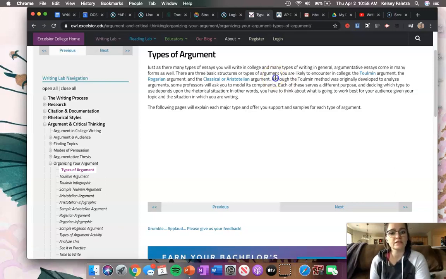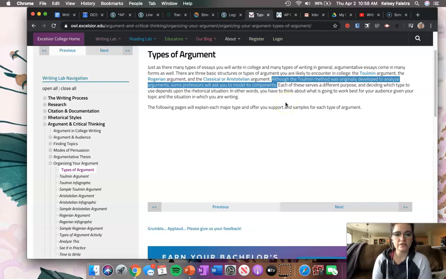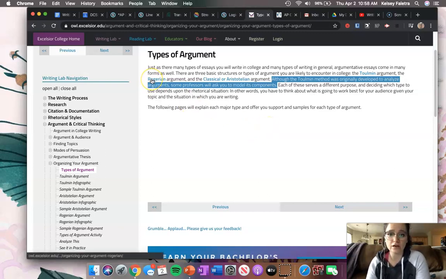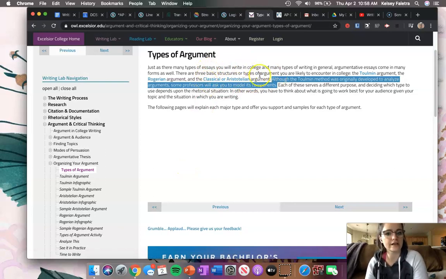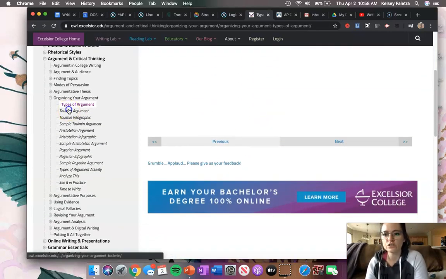One thing to note: the Toulmin method was originally developed to analyze arguments, so when we do a rhetorical analysis, what you're generally doing is called the Toulmin method of argumentation, because you're analyzing someone else's argument. We can use that in our own arguments as well, or we can lean back on a Rogerian model or a classical model. Most of us fall under classical because that feels more natural, and we're going to talk about what those things look like. So first, the Toulmin.